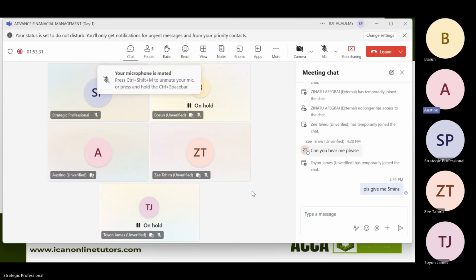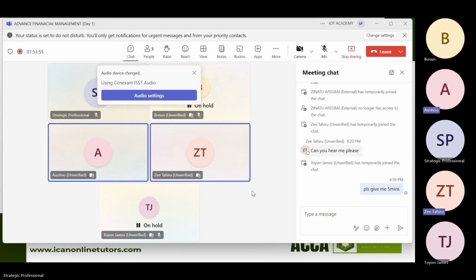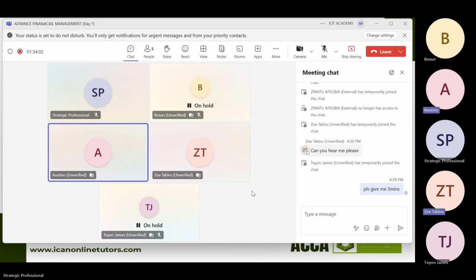Students chatting while the lecturer is away: he just changed his location, and he sent a message asking for some minutes.